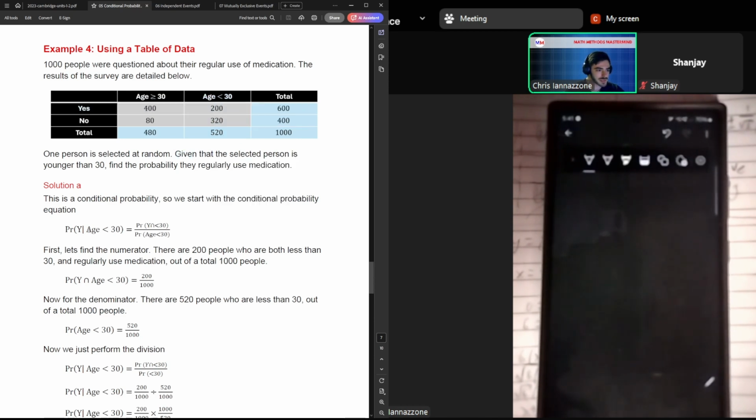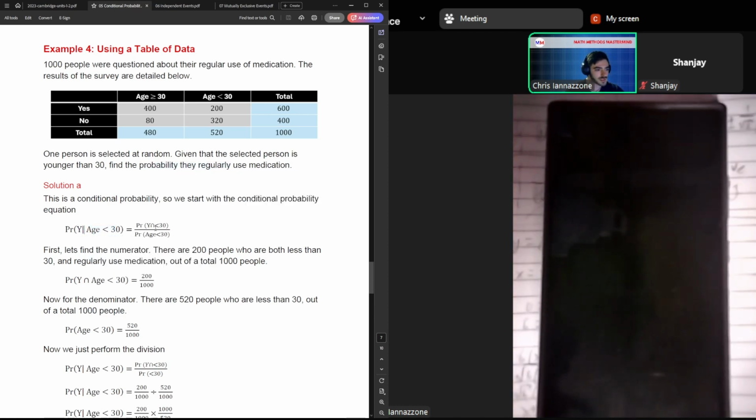Given means it's a thing on the right, probability is the thing on the left. And so it means we need the intersection. That's never going to change, but the denominator is going to end up being the conditional.